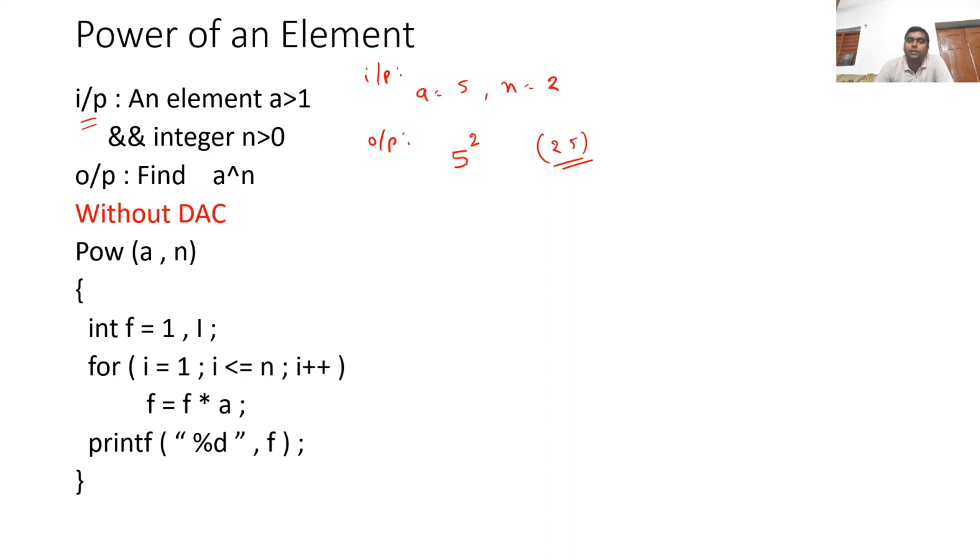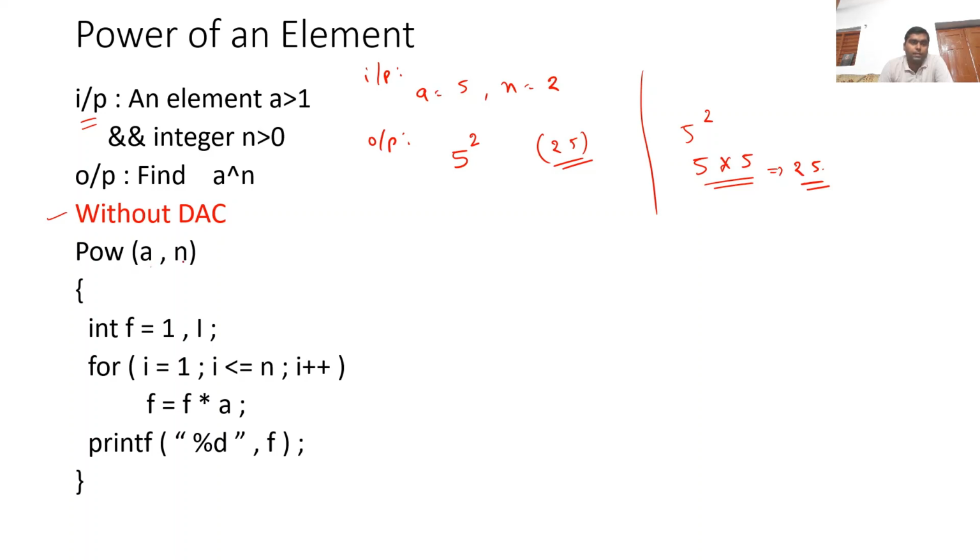Okay, so ultimately power of an element is nothing but repetitive multiplication. Let us suppose if you want to calculate 5 raised to power 2, so what we are doing is 5 multiplied by 5, so this will give me the required solution as 25. So repetitive multiplication. But now let us see how the algorithm designing approaches will differ in time complexity. So very first is without divide and conquer. Just calculate power of a comma n. So these are two arguments, a and n.